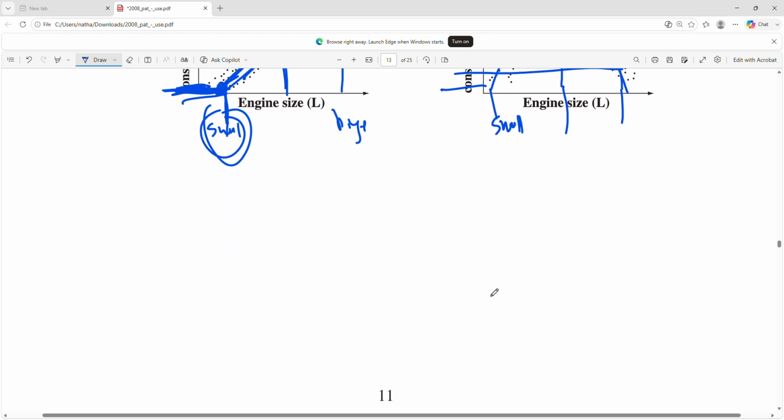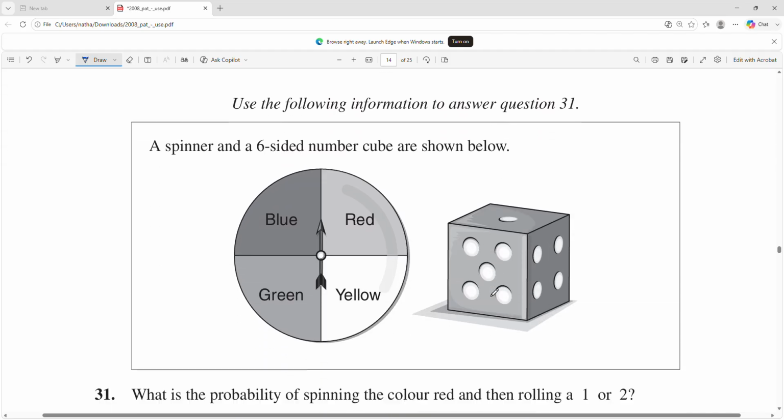Okay, so we're just reading graphs, reading linear graphs, to get information from them.